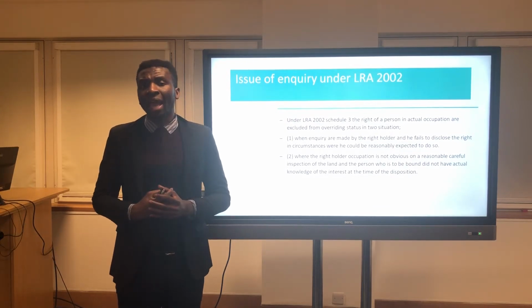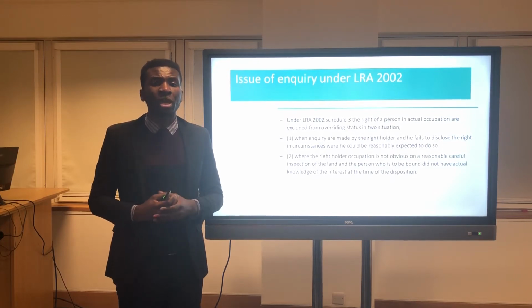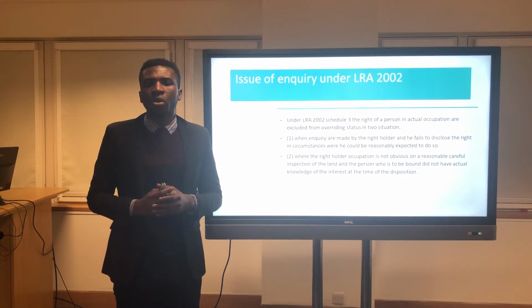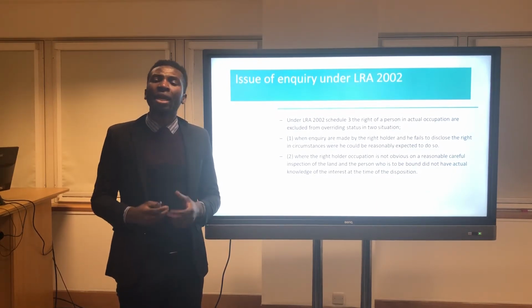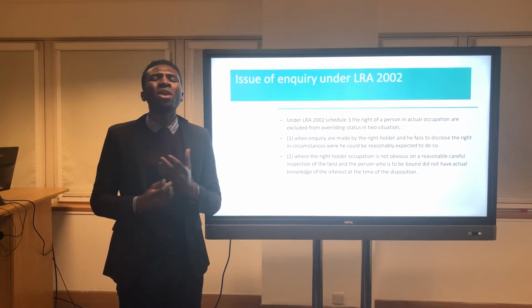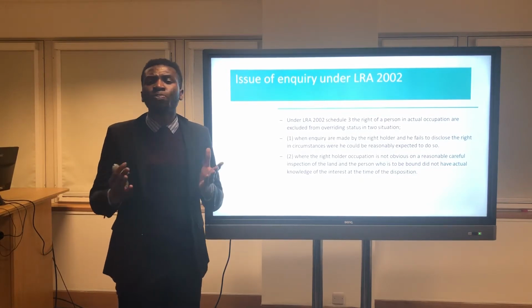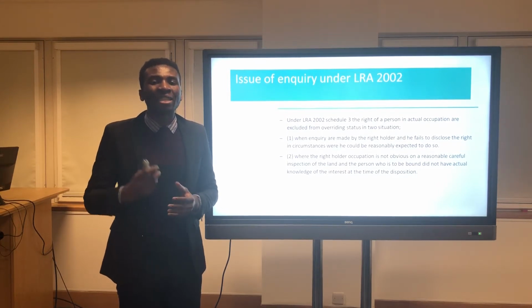Another issue arising from this Act was that under Schedule 3, the rights of a person in actual occupation are excluded from overriding status in two situations. First, when an inquiry is made of the right holder and he fails to disclose the right, in circumstances where he could reasonably be expected to do so. Secondly, when the right holder's occupation is not obvious on a reasonable, careful inspection of the land, and the person who is bound did not have actual knowledge of the interest at the time of the disposition.